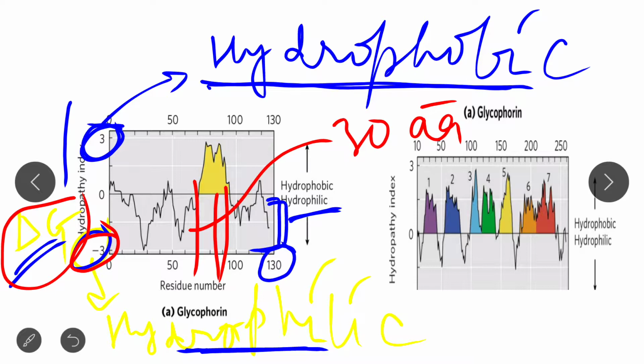So now I think you get a clear idea about this hydropathy plot, or you can say hydropathy index, that is, how you can identify the hydrophilic region, how you can identify the hydrophobic region, and how you can know which segments are hydrophilic or hydrophobic. By the use of all this, you can easily identify the hydrophilic as well as hydrophobic areas. Still, if you have any doubt, you can contact me by commenting in the comment box, and I will clear your doubt. Okay, so that's all for today.